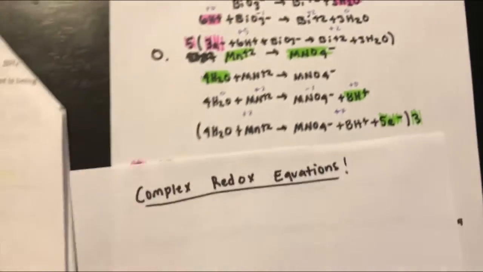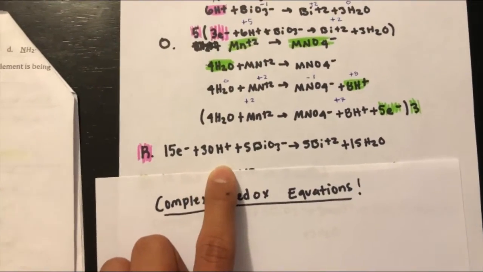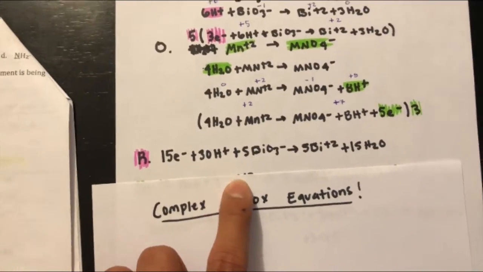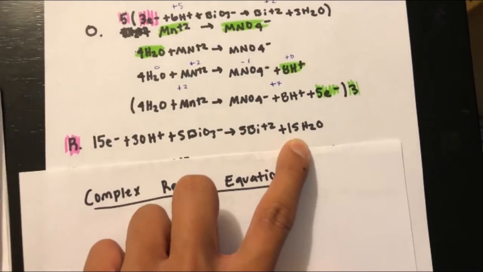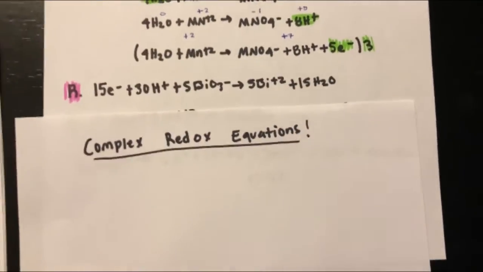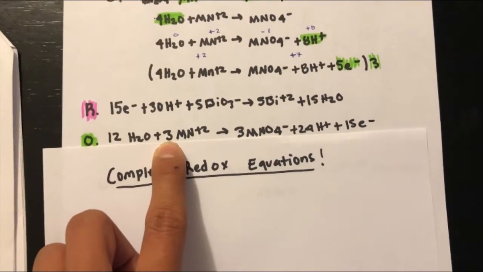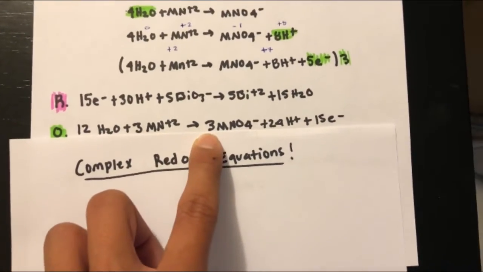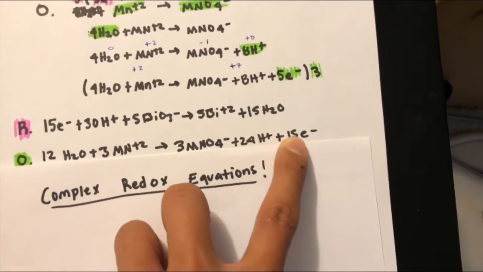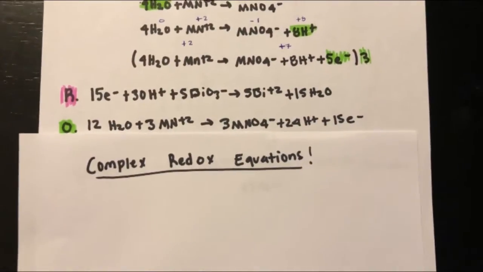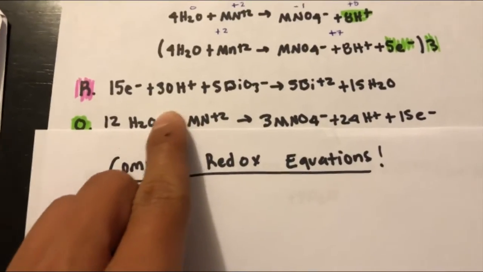So for the reduction equation, after you do that, you get 15E minus plus 30H plus 5BiO3 minus makes 5Bi plus 2 plus 15H2O. Then for our oxidation, you get 12H2O plus 3 Mn plus 2 makes 3MnO4 minus plus 24H plus 15E minus. In our final step, to get the final equation, you just want to cancel anything out.